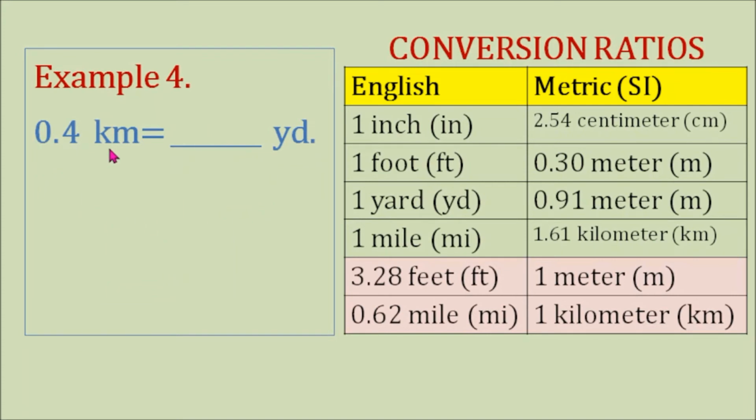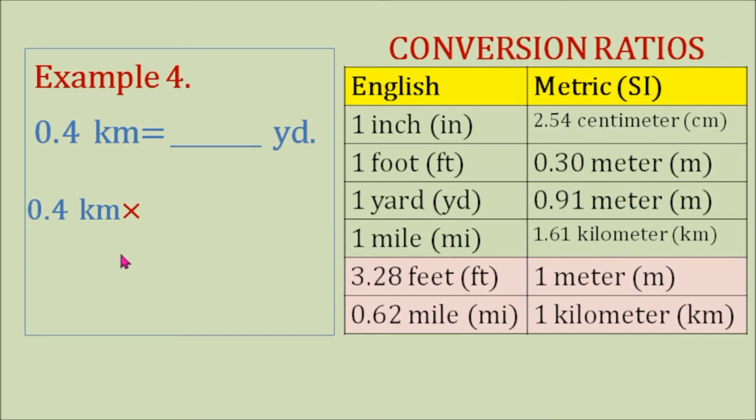Example number 4. 0.4 kilometer equals how many yards? Again, we are going to copy down the measurement that we are going to convert. So that's 0.4 kilometer. So times a conversion ratio. From our table, we don't have a conversion that relates kilometer to yard. So first, we are going to change kilometer to meter, then from meter to yard.